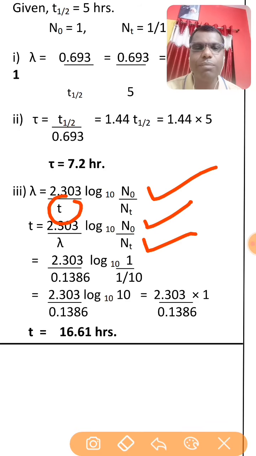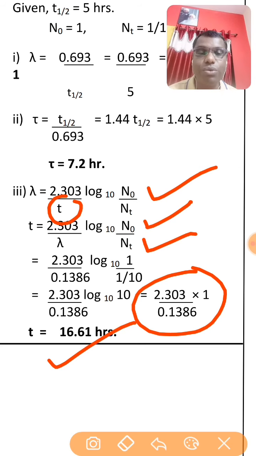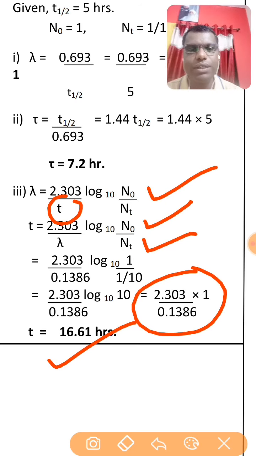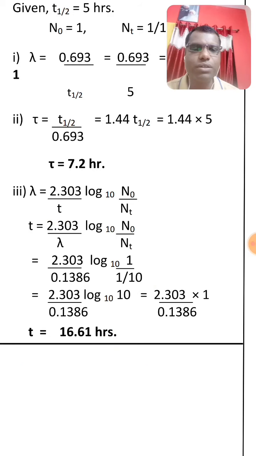If you put the values of n0 and nt in this equation and make the calculation, you will get 2.303 upon 0.1386, which is the value of the decay constant, times log 10, and log 10 is 1. By simplification, we get the time required to reduce the activity to 1/10 of its initial value as 16.61 hours.